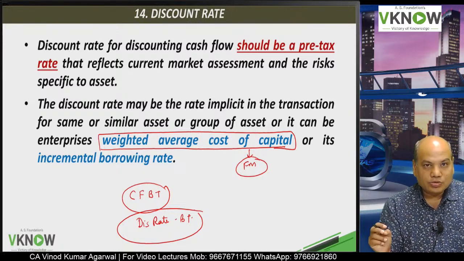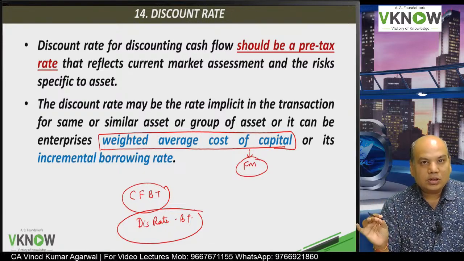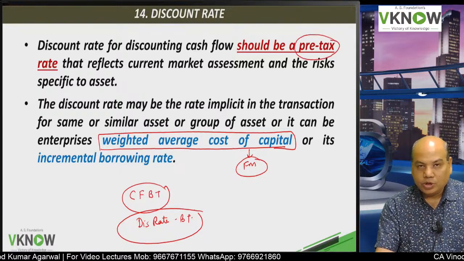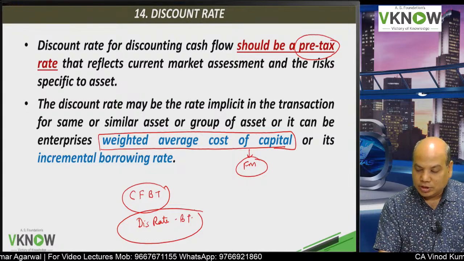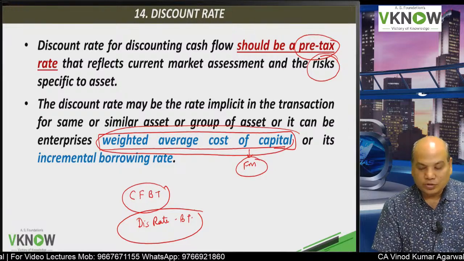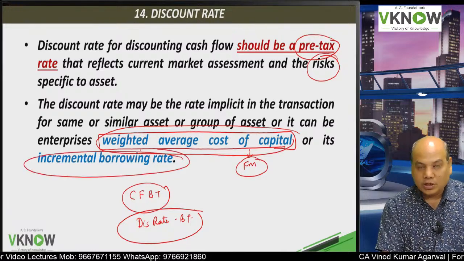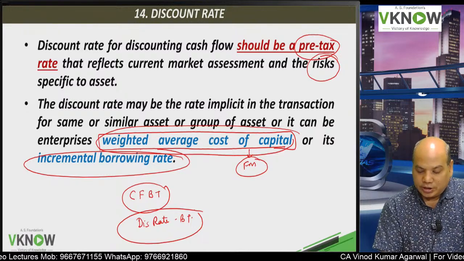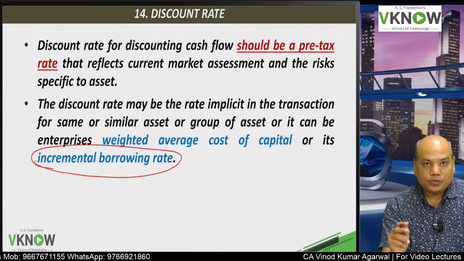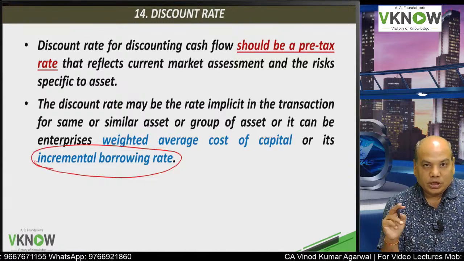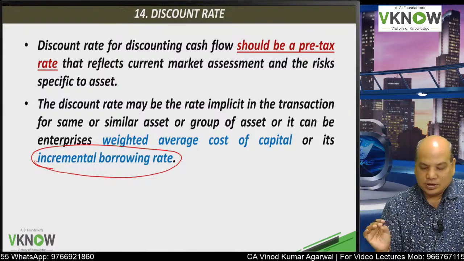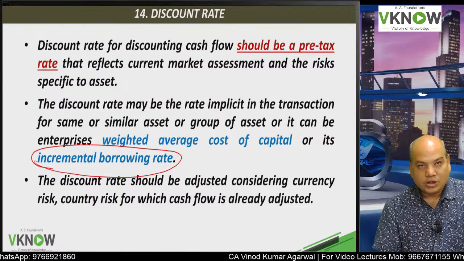In the account subject, they will give you the discount rate directly, but only for theory questions. These are the points to be kept in mind. Pre-tax discount rate, it should reflect the risk. We can take weighted average cost of capital, or alternatively we can take incremental borrowing rate. Incremental borrowing rate means if I want to borrow from the bank today for acquiring a certain asset, how much interest rate would be charged.